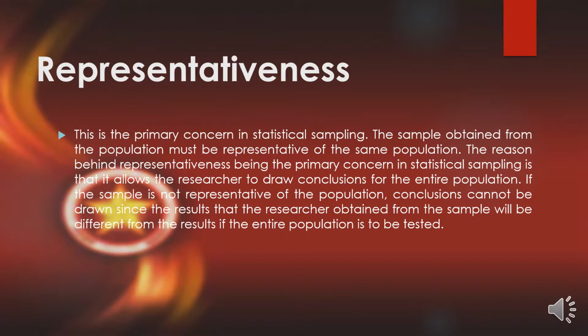The reason behind representativeness being the primary concern in statistical sampling is that it allows the researchers to draw conclusions about the entire population. If the sample is not representative of the population, conclusions cannot be drawn, since the result that the researcher obtained from the sample will be different from the result if the entire population is to be tested.